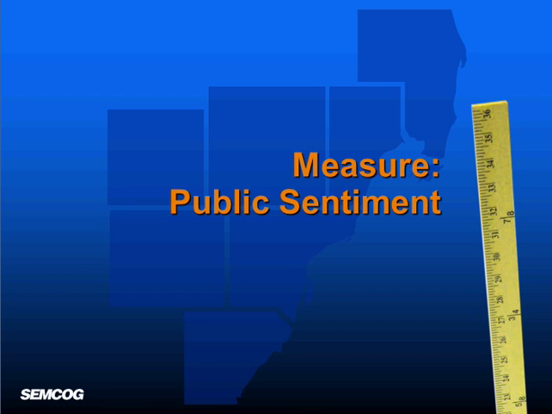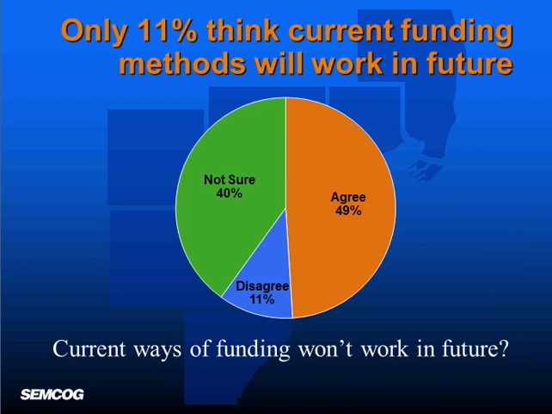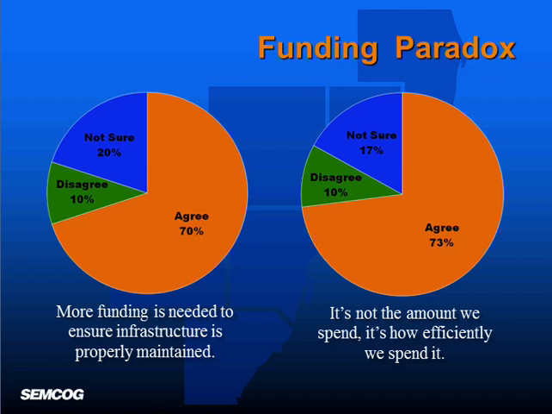So as we developed the Creating Success Initiative and the performance-based planning approach, we solicited feedback from the public through an infrastructure survey. So what we heard is regarding the current funding methods, few believe that the current level of funding was really adequate, 29%. And nearly half believe that the current funding ways really won't work in the future, 49%. And while 70% indicated that more funding is needed, 73% also said that it's not the amount of funding that is the problem, it's how efficiently we're using the money.